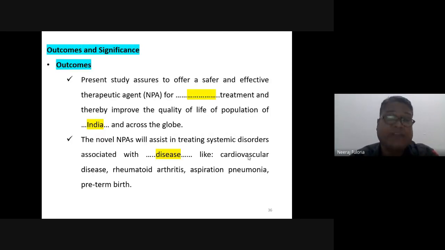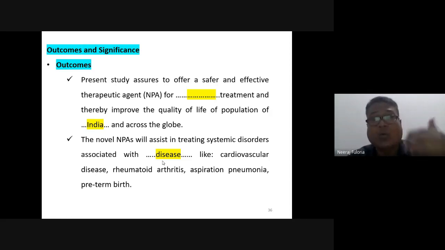Similarly, outcomes and significance. Because you have proposed, okay, this is your title, this is your background, this is your objective, your methodology, then what will be the outcome and significance of your study? So in this, you will tell this present study assures, ascertains, that you are confident that you will be able to offer a safer and effective agent for treatment of anything that will improve the quality of life of the population in the society, country, or across the globe. It depends what is the aura of your project, whether it's on a national level or international level. So novel compounds will assist in treating the systemic disorder associated with any disease. Likewise, some examples I have given.